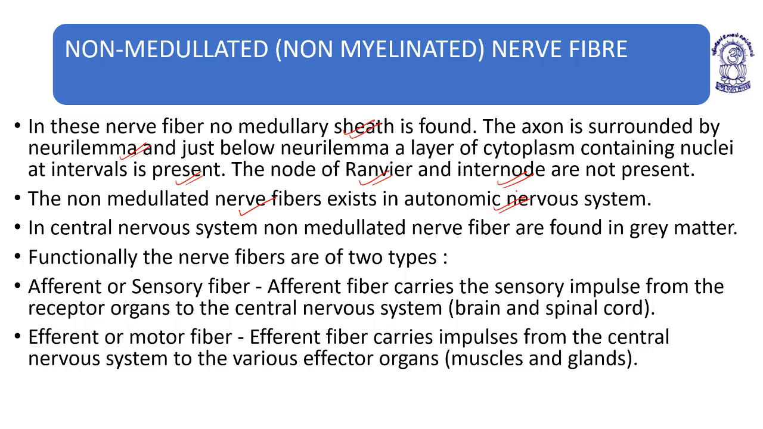Medullated nerve fibers exist in brain, spinal cord, cranial nerves and spinal nerves. In the central nervous system, non-medullated nerve fibers are found in gray matter.